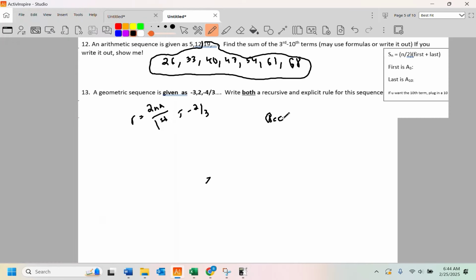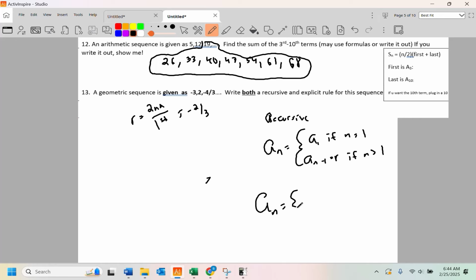So I need to write both the recursive and the explicit rule. Your recursive form is that the nth term is the first term if n is 1, and then it's the previous term times the ratio if n is greater than 1. So when I write my recursive rule, I would be at -3 if n is 1, and I would be the previous term a sub n minus 1 times -2/3 if n is bigger than 1.